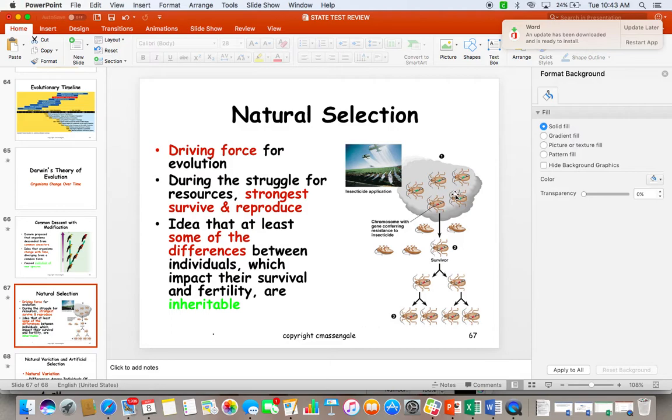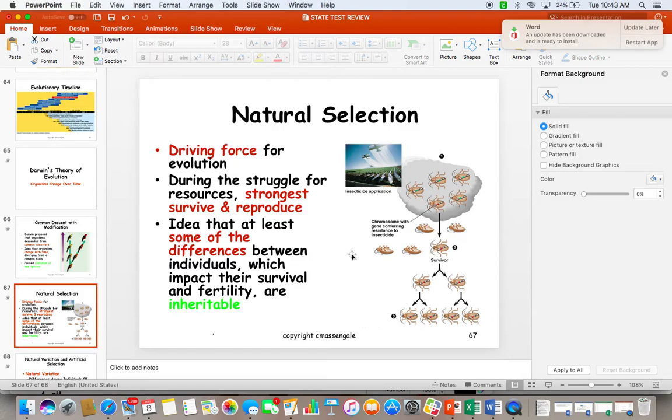So this is a picture we've looked at before. You have these bugs, and they're eating all of this person's crops. Well, the farmer comes in and he sprays insecticides. It kills all of them but this strong survivor, because this one has a mutated gene. What happens is this survivor can now start reproducing and repopulating. And so that's literally what survival of the fittest is. Your traits are good, you live, and you have babies that have your same traits.